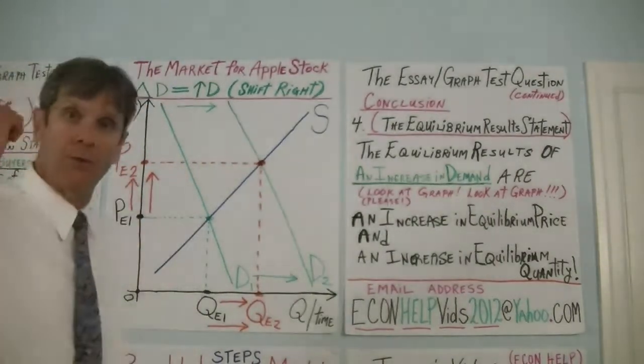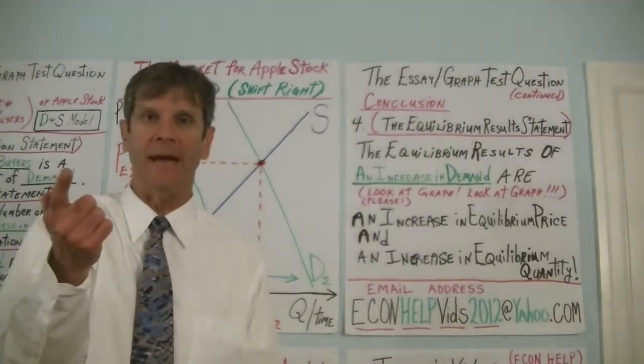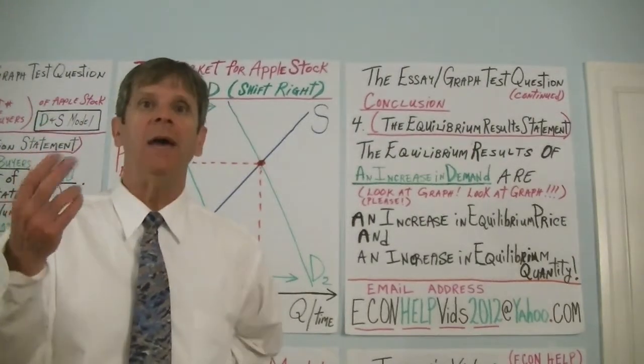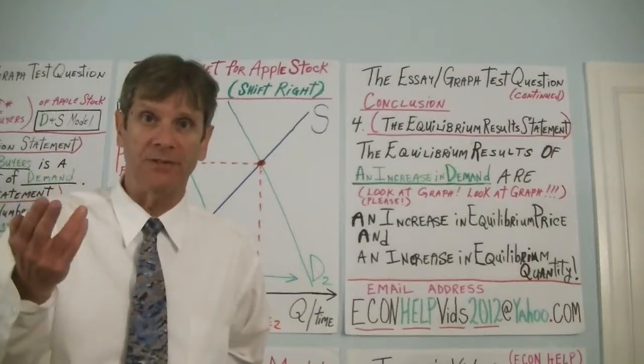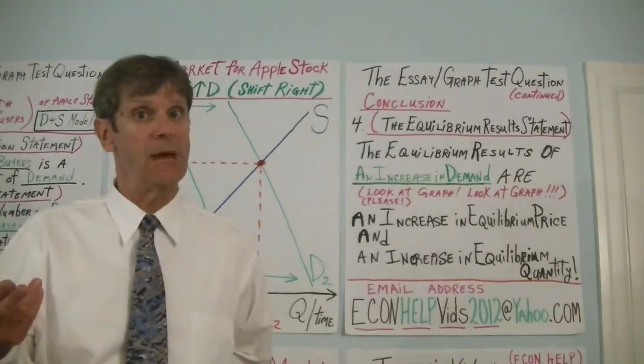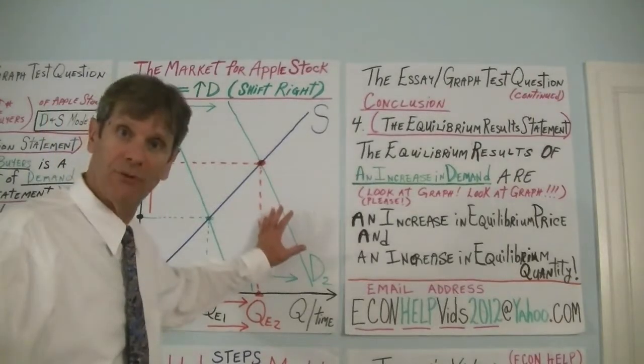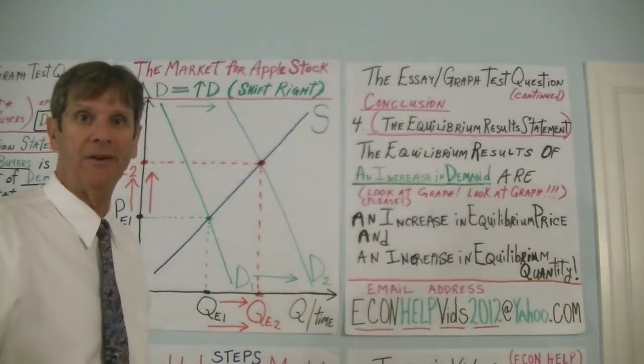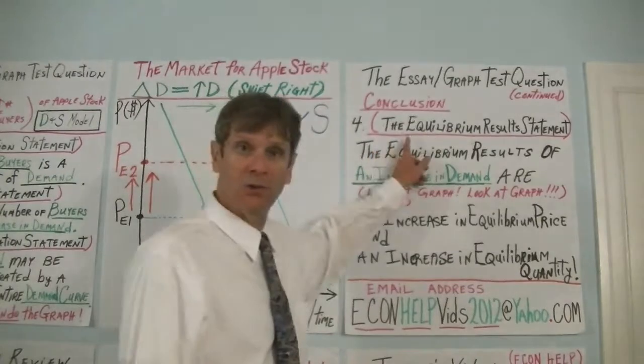Okay, so the number of buyers is a determinant of demand. An increase in the number of buyers causes an increase in demand, and then an increase in demand may be graphically illustrated by a shift right of the entire demand curve.